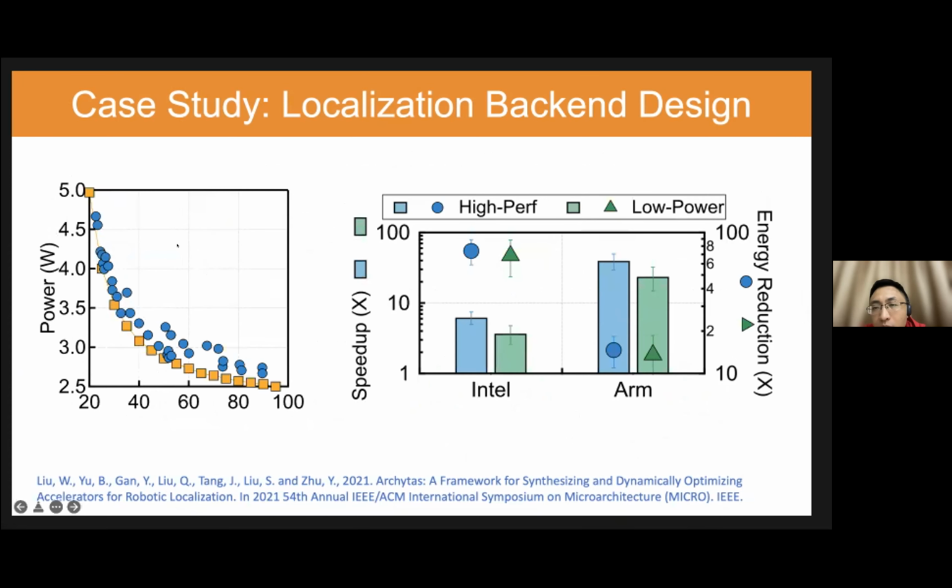So here are the evaluation results. The left figure demonstrates the effectiveness of the static optimizer. The results show that automatically synthesized designs are optimal designs. The right figure shows that compared with Intel and ARM processors, our accelerator design can greatly improve performance and reduce power consumption. And based on our evaluation, the runtime mechanism can save about 10 to 20% power consumption compared with the static design.